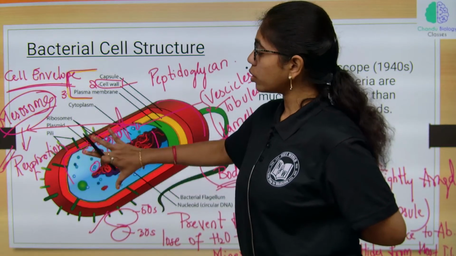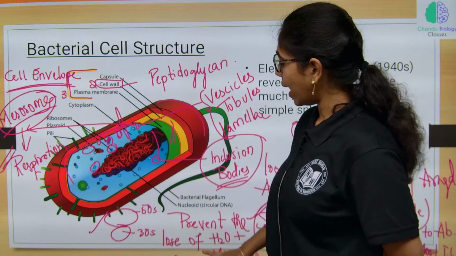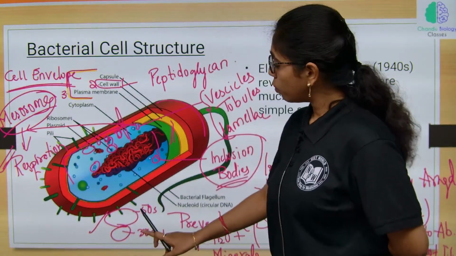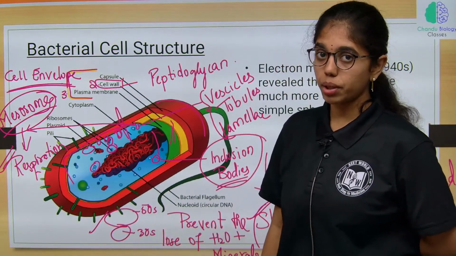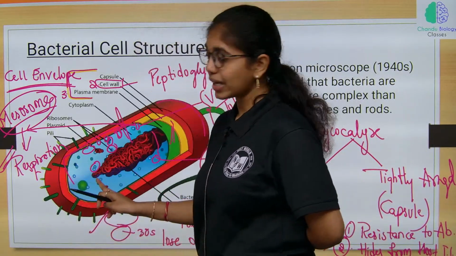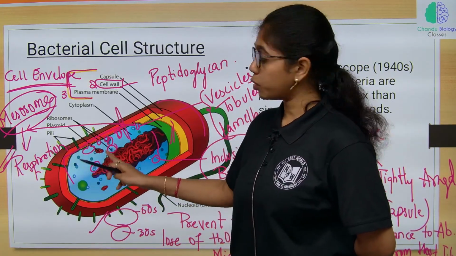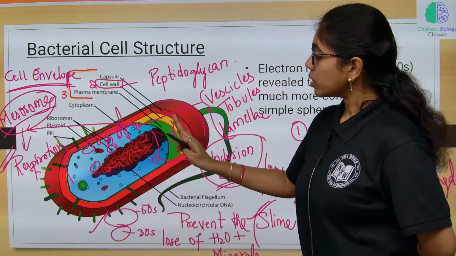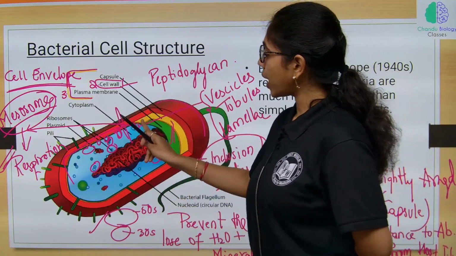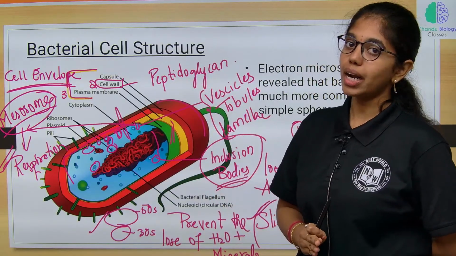Then when we look into the fluid filled matrix, that is cytoplasm, inside cytoplasm we have 70S ribosomes which are non-membrane bound, whose larger subunit is 50S and smaller subunit is 30S. There are 2 locations or sites of the ribosomes. One is inside the cytoplasm and second is attached to the cell membrane. The ribosomes in the cytoplasm help in protein synthesis. Those attached to the cell membrane help in translocation of the proteins which are synthesized.